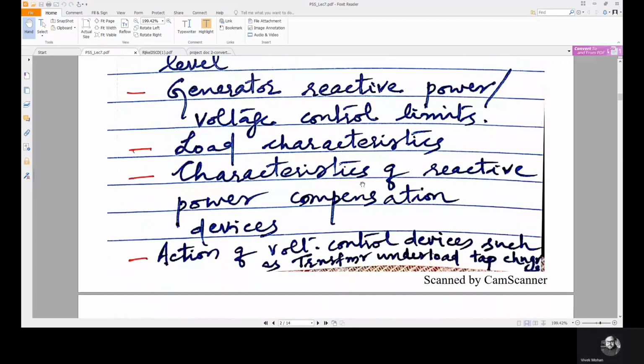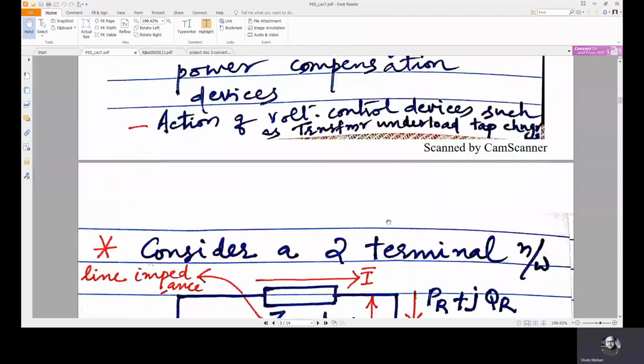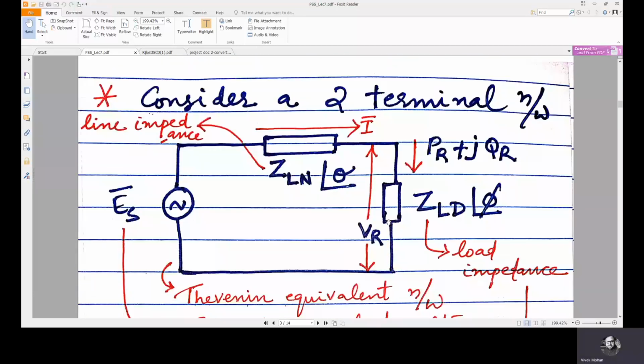Now, action of voltage control devices such as transformer under load tap changers. We will see this in detail, how the transformer under load tap changers affect the stability. This we'll see. Now consider a two-terminal network.